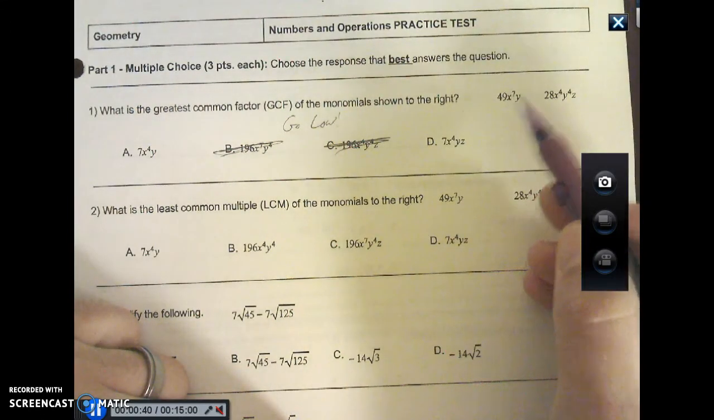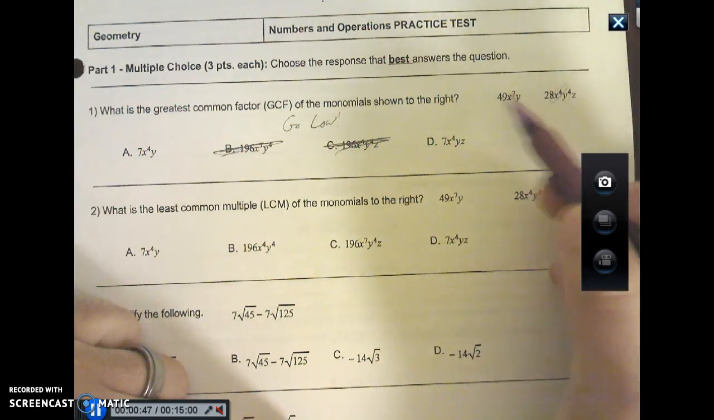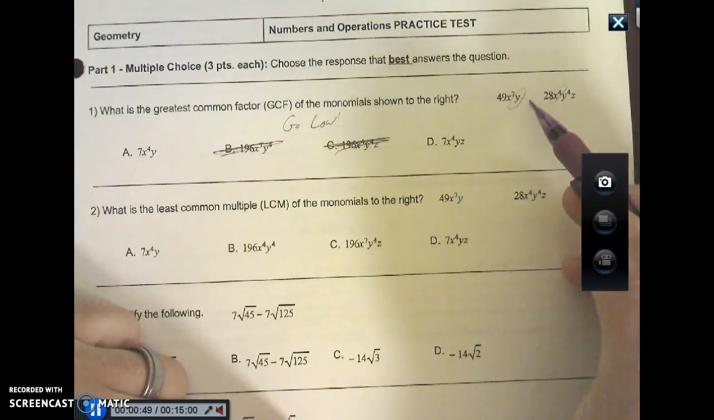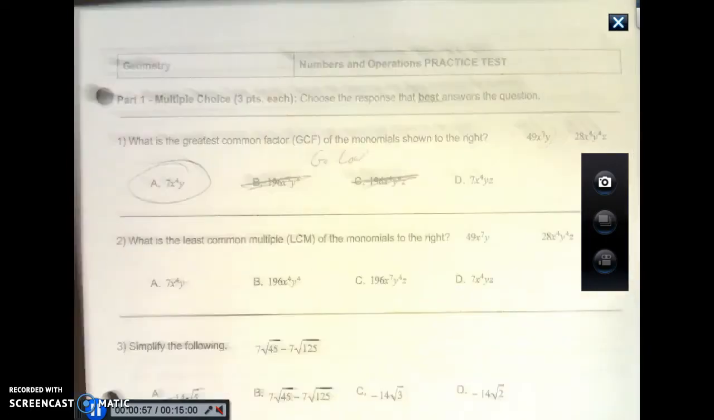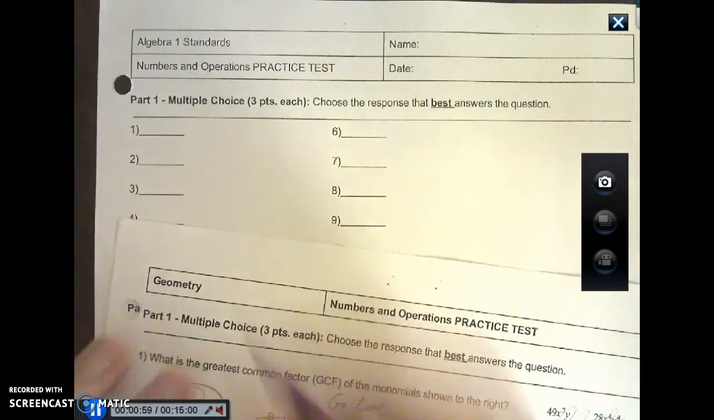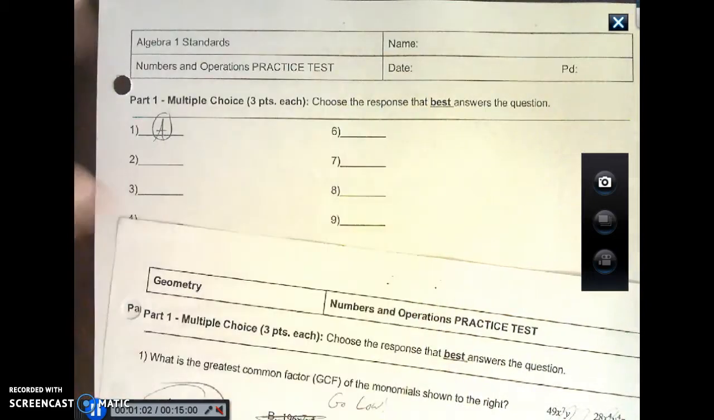Now GCF, we go low. Between x to the 7th, x to the 4th, the lower one's x to the 4th. Between y and y to the 4th, the lower one's y. And between no z and z, no z. So I'm looking for a 7, x to the 4th, y without a z. Boom. Okay? So, we come to our other page here, and for number 1 we put down an A.